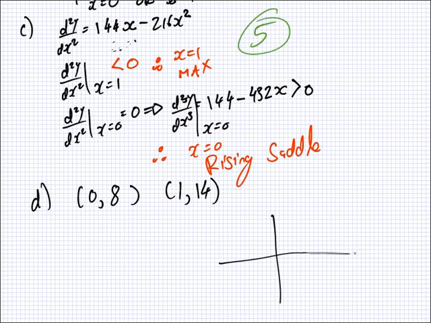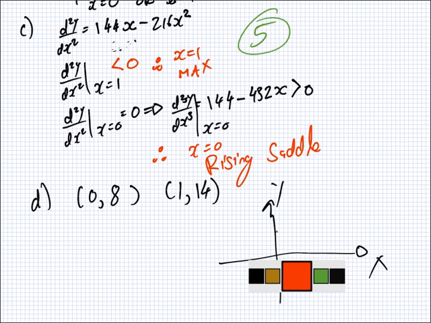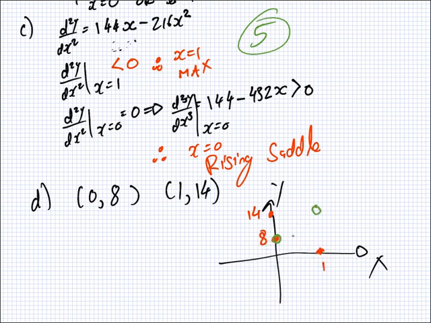So, there's x, there's y, (0, 8) I'll put here, and (1, 14) I'll put here. They're the 2 points. The first one, when x is 1, we have a max. So it has to be kind of a shape like this. And the second one, when x is 0, we have a rising saddle. So I need to draw a rising saddle that goes into a max. Is there any more turning points? No, because we would have found them. So this one must continue down forever, and this one must continue down forever. So it goes up, levels out to saddle, and then rises to a concave and comes back down.